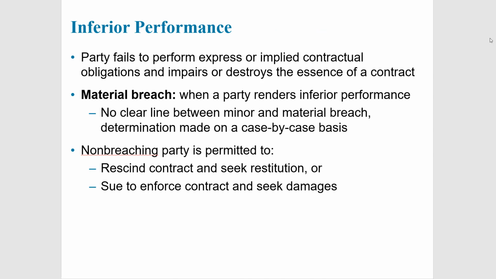Next is inferior performance. When we have a material breach, one party fails to perform express or implied contractual obligations and impairs or destroys the essence of a contract. There's no clear line between what a minor and material breach is. The determination is made, usually by a court, on a case-by-case basis.